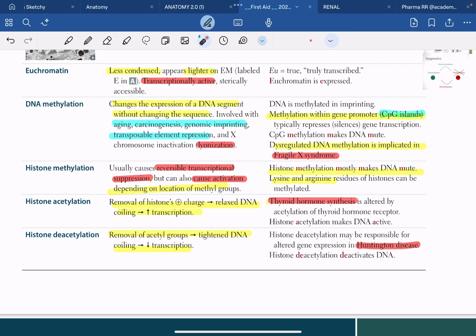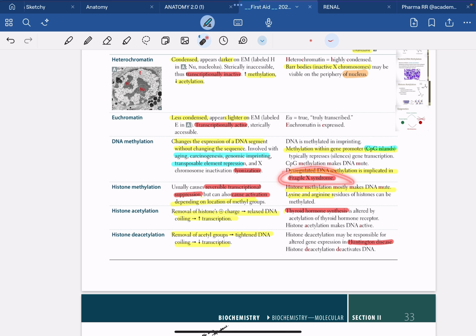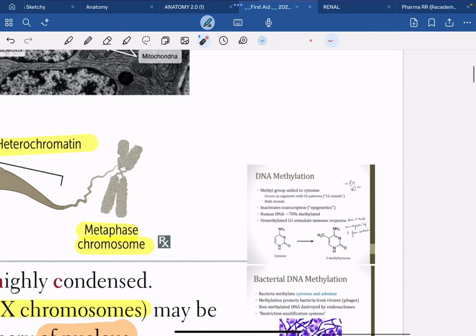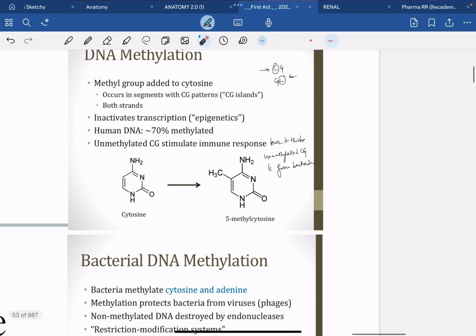Removing the acetyl group causes the tightening of the DNA coils and decreases the transcription. Histone deacetylation may be responsible for altered gene expression seen in Huntington's disease. Histone deacetylation deactivates the DNA. Okay, there were two diseases: Fragile X syndrome, DNA methylation; Huntington's disease, histone deacetylation. DNA methylation, methyl group is added to the cytosine, that is the CpG islands, inactivates the transcription. These are the epigenetic changes.